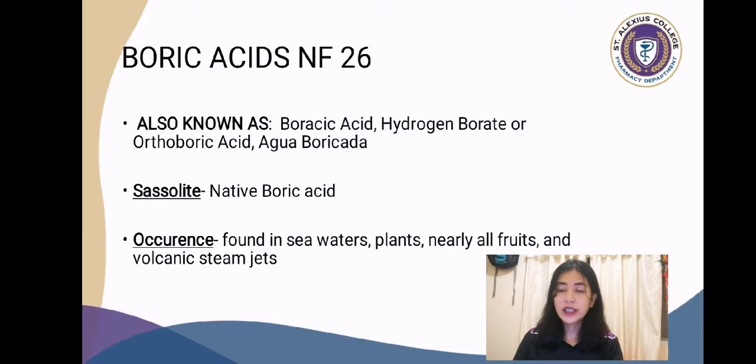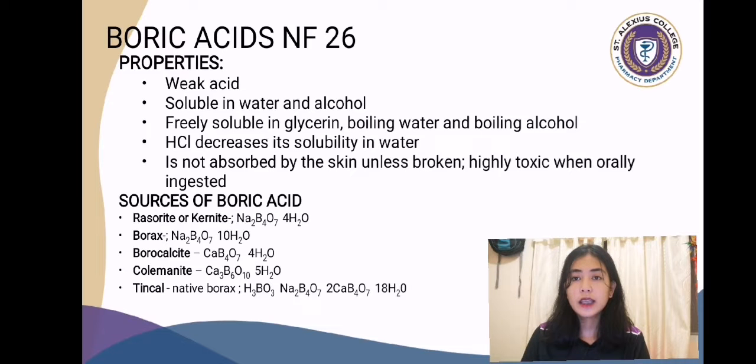We have also the native or natural boric acid, which is called sassolite. Boric acid is usually found in seawater, plants, and mostly in all fruits and in volcanic steam jets. It has a weak acid nature, with only salts produced by the replacement of one proton per molecule, and can be obtained in aqueous solution. It is soluble in water and alcohol and freely soluble in glycerin, boiling water, and boiling alcohol. However, with the addition of hydrochloric acid, its solubility in water decreases.